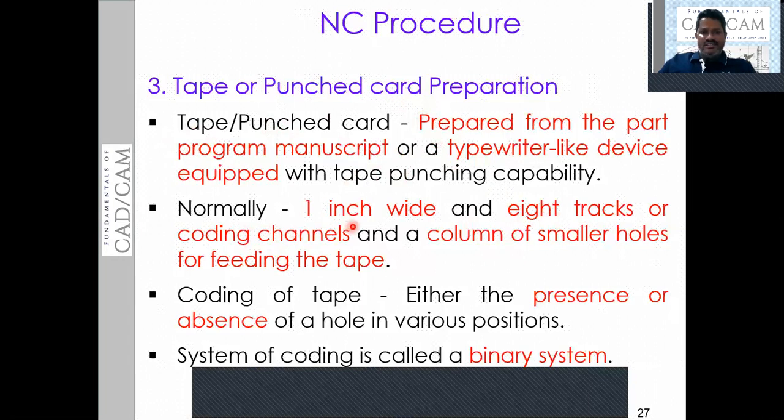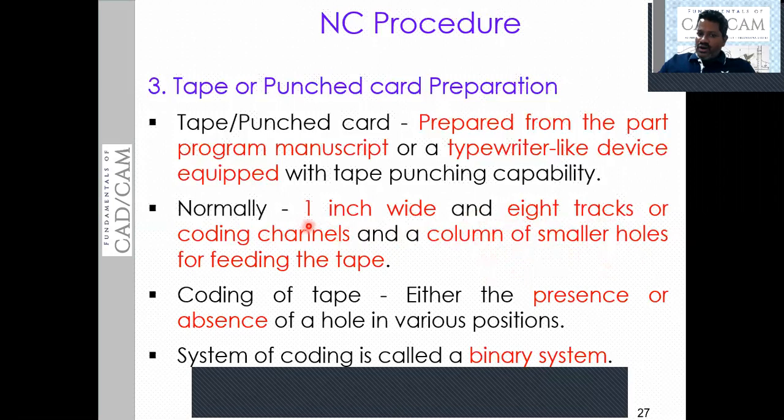Normally, the width of this punched card is 1 inch, and it has 8 tracks for coding the channels and a column of smaller holes for feeding the tape. Along with the 8 tracks or coding channels, there is one more track to feed the tape continuously to the tape reader. That means totally we have 9 tracks. So 8 are for actual coding and 1 is to feed the tape to the tape reader.